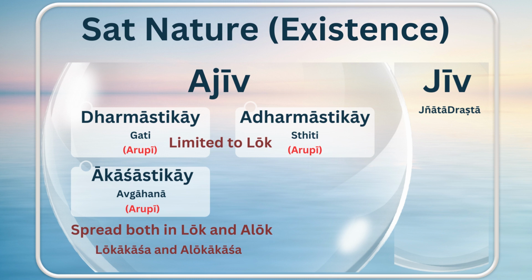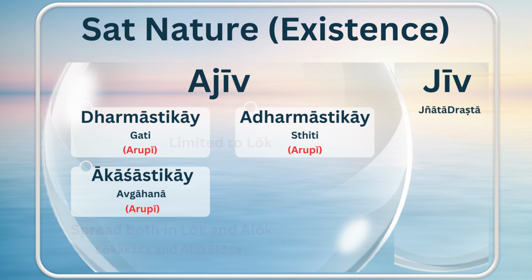Jīv and Ajīv exist only in lok, not beyond. The empty space in lok is called lokākash. Lok itself is within the infinite empty space called alokākash. Thus, the spread of Akash spans infinitely many Pradeśa. The special attribute of Akashastikāy is to provide avgahana, meaning space or support. This attribute does not exist in any other Ajīv and Jīv.